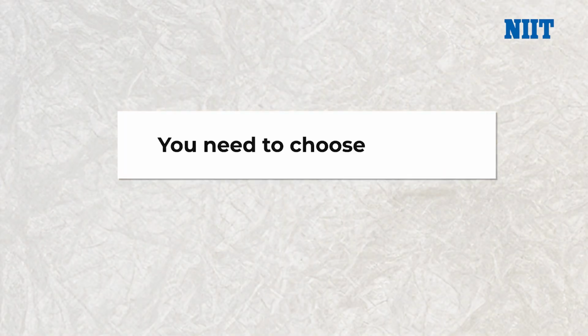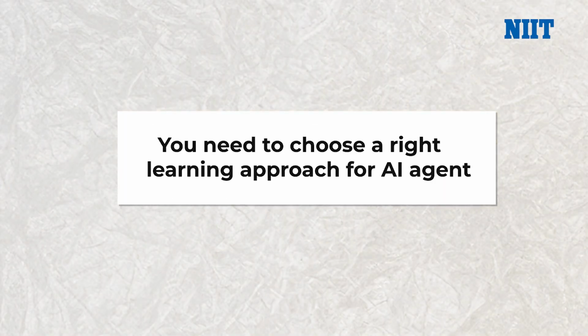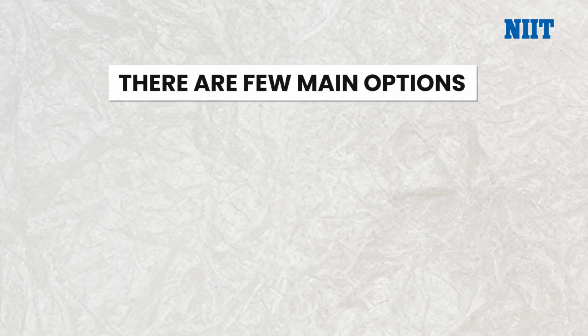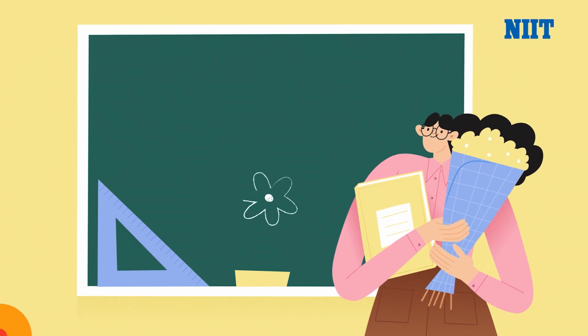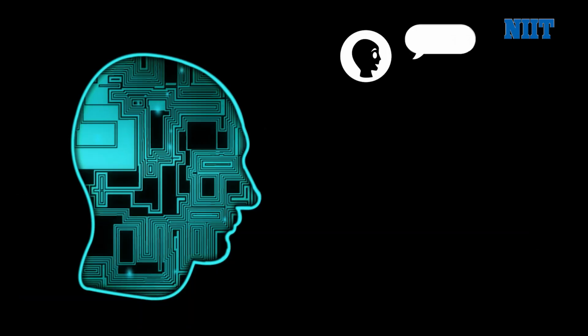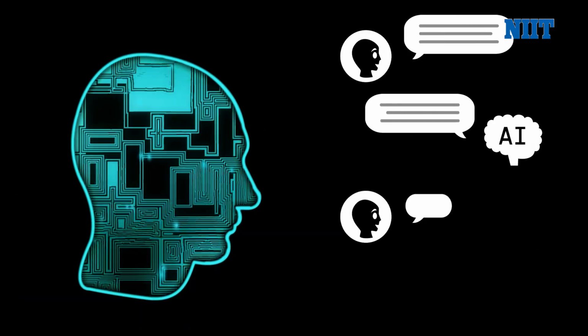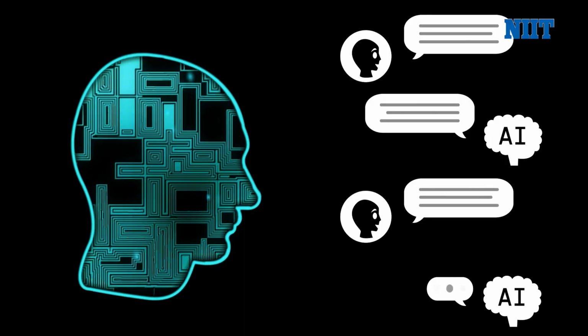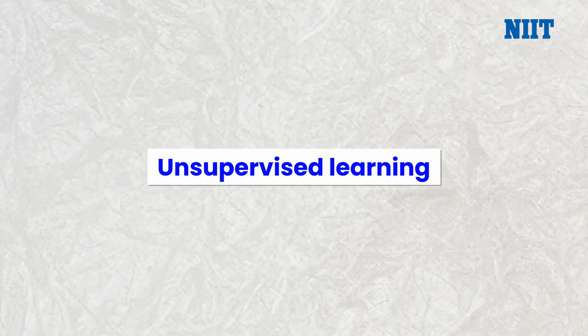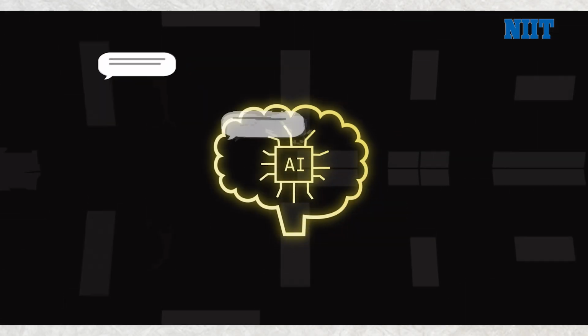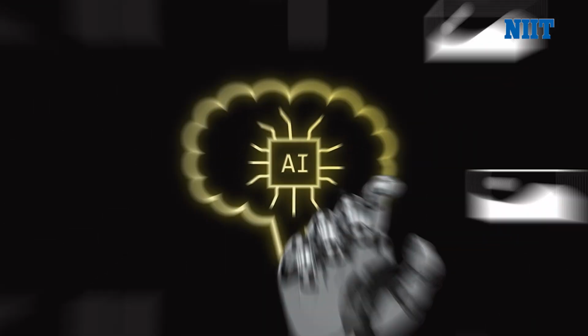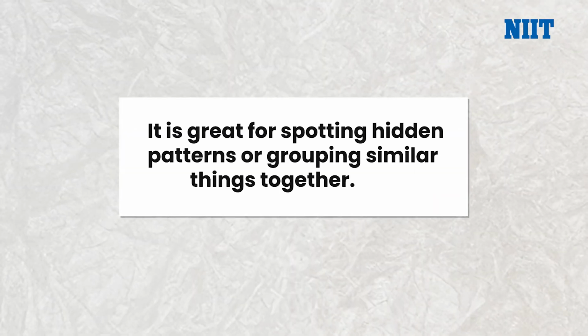Next, you need to choose the right learning approach for your AI agent. There are a few main options. Supervised learning. This is like learning with a teacher. You give the AI examples where both the question and correct answers are known. It learns from those examples. Unsupervised learning. Here, the AI learns on its own without labeled answers. It is great for spotting hidden patterns or grouping similar things together.